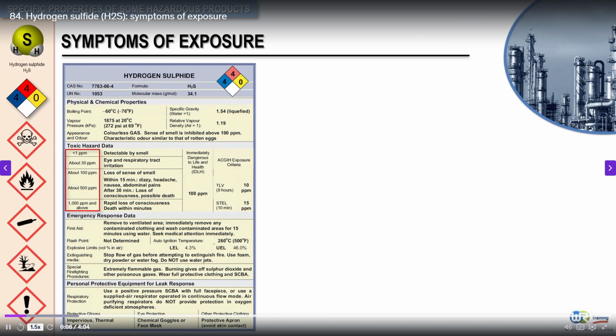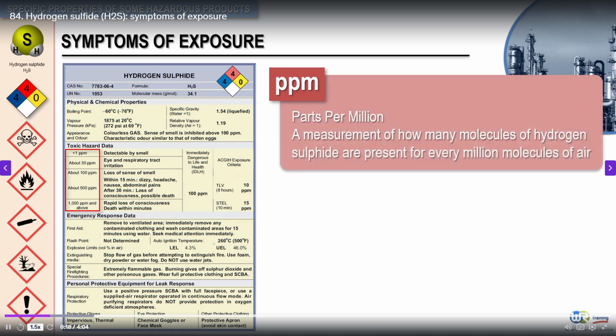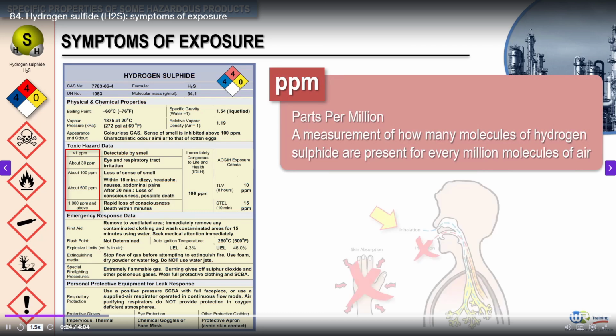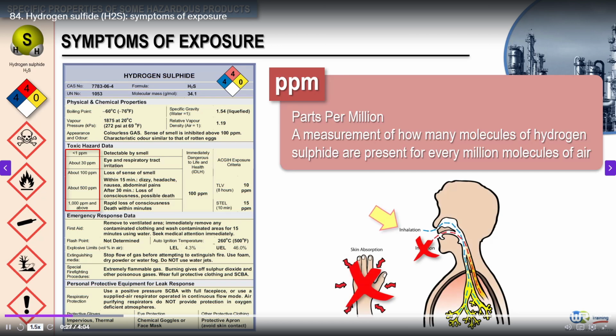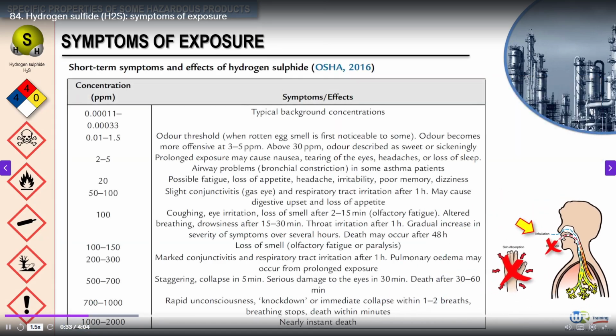Concentrations of hydrogen sulfide are measured in parts per million, ppm. Recall, this is a measurement of how many molecules of hydrogen sulfide are present for every million molecules of air. The inhalation of hydrogen sulfide gas is the most common method of exposure. The following table summarizes short-term symptoms and effects of hydrogen sulfide.